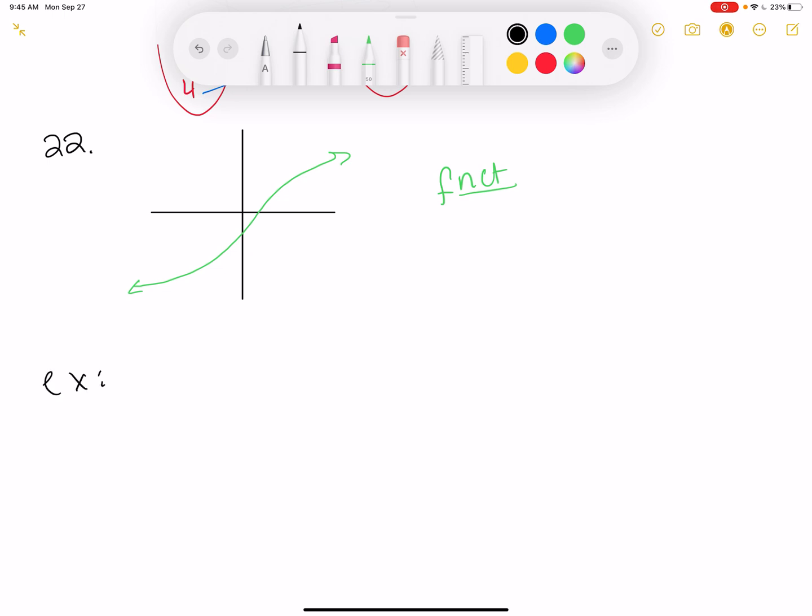All right, I'm just going to do other examples not in the book. Let's see.